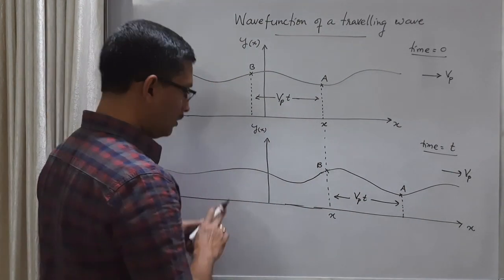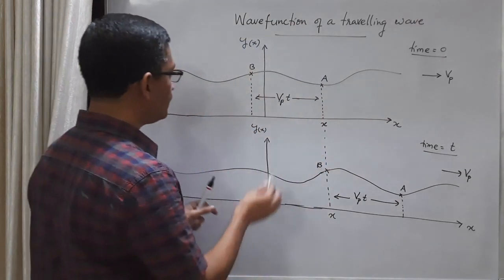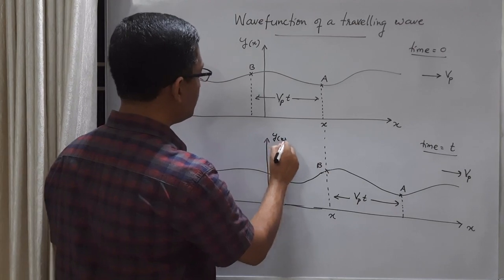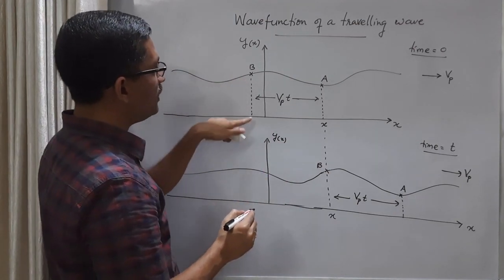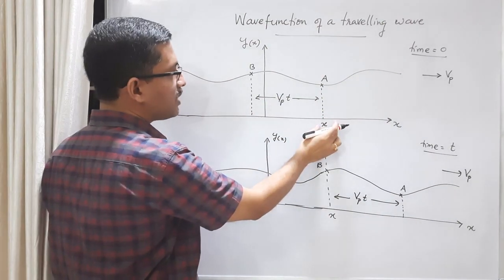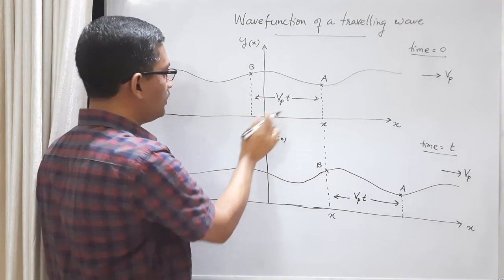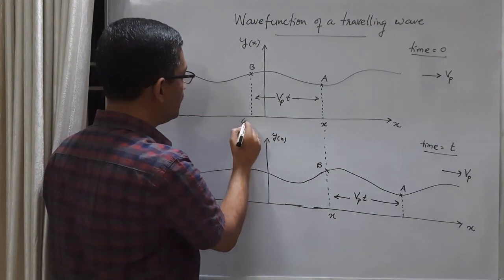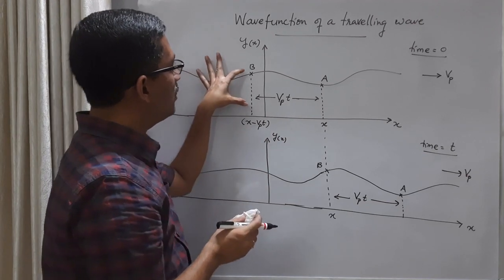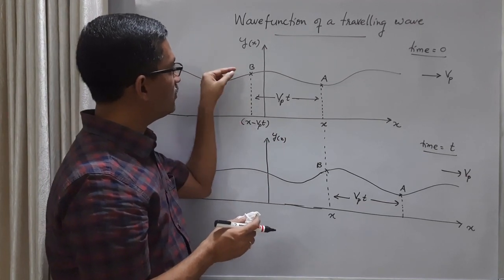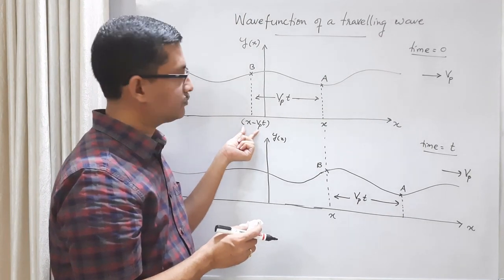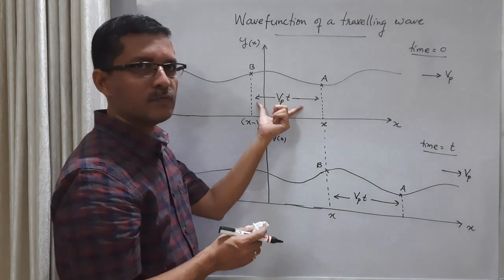That means, what will be the position of point B at the time 0? It is behind position x by the distance Vp into t. So this point must be x minus Vp into t. The x coordinate of point B must be x minus Vp t, correct? Because this separation is Vp into t.